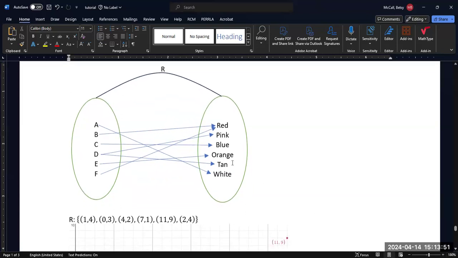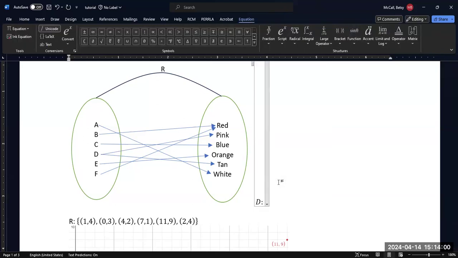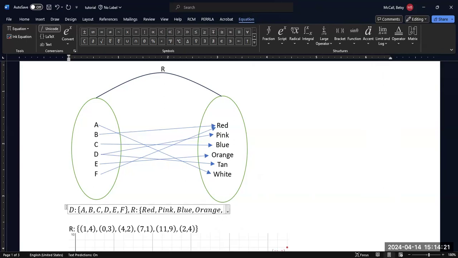So, for example, in this example of a relation, again, we don't really care whether it's a function or not. The domain is simply going to be the list of inputs, which would be A, B, C, D, E, and F. And then the range is simply going to be the set of outputs, which would be red, pink, blue, orange, tan, and white.